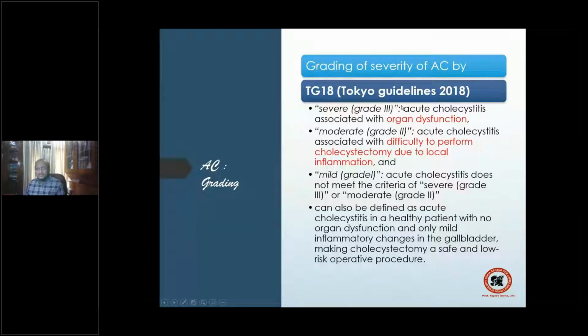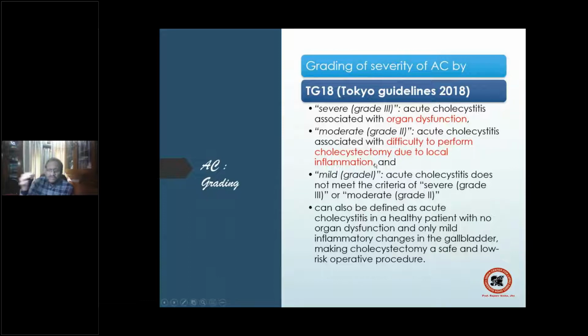So grade 3 is acute cholecystitis associated with organ dysfunction. This is a wide generalization. We'll be more specific in the next slide. So when you talk about grade 3, we're talking about acute cholecystitis with organ dysfunction. That basically means the other organs are involved. For example, you can have pancreas, you can have kidney involvement, and so on and so forth. We'll talk about that next time. Grade 2 is a severity which is known as moderate acute cholecystitis. And how do you generalize it? It is a stage of acute cholecystitis where it is difficult to perform cholecystectomy due to local inflammation.